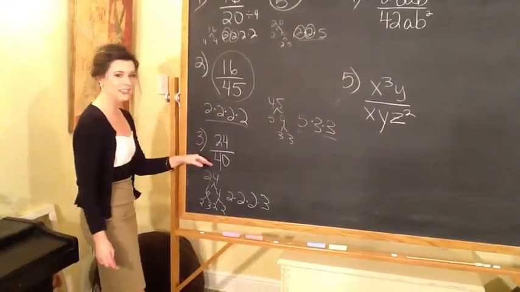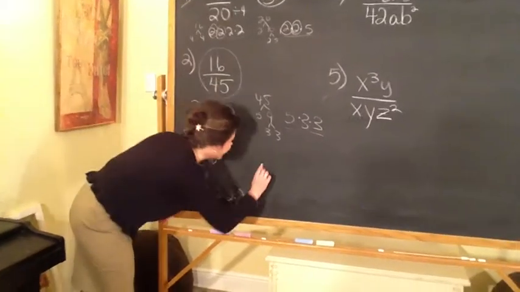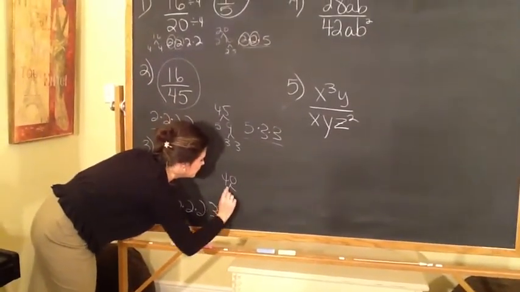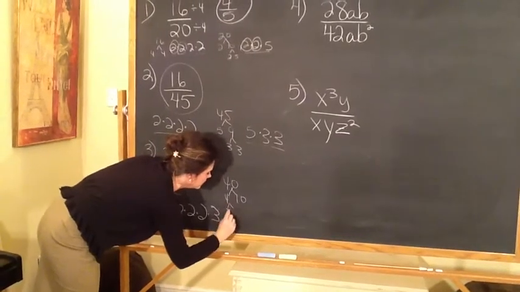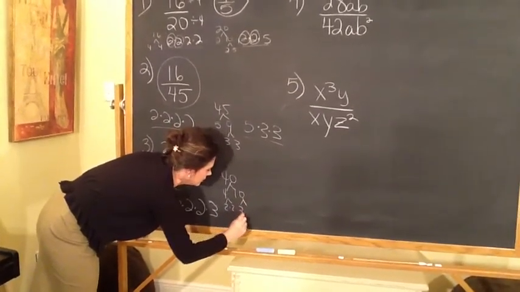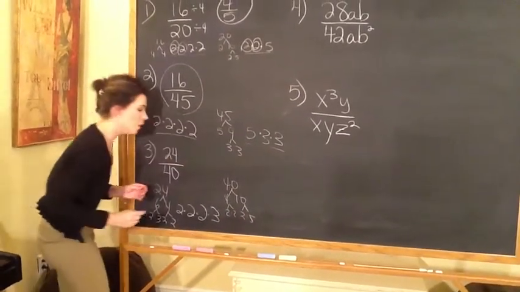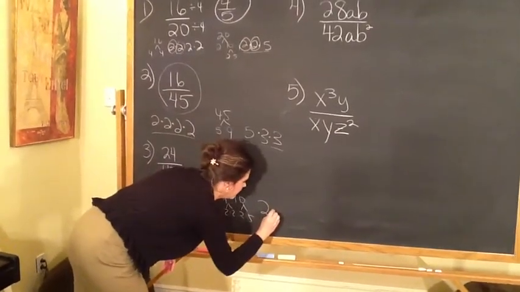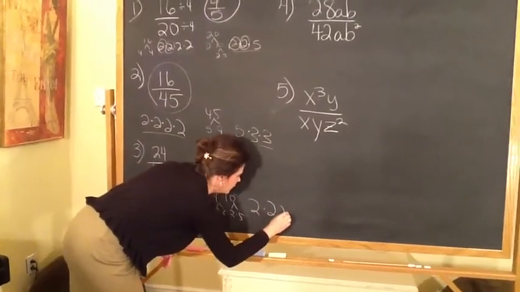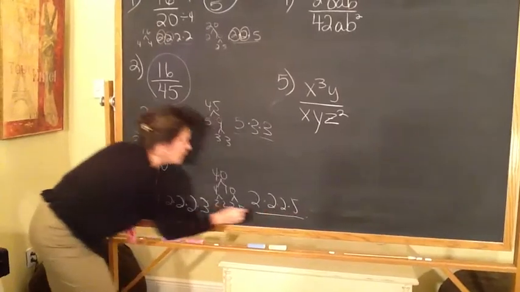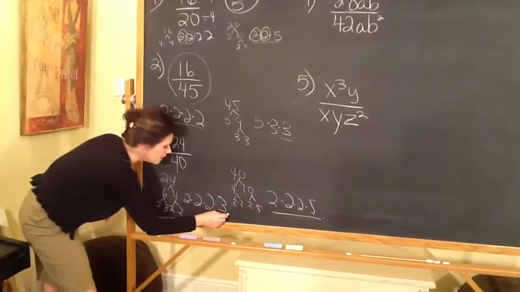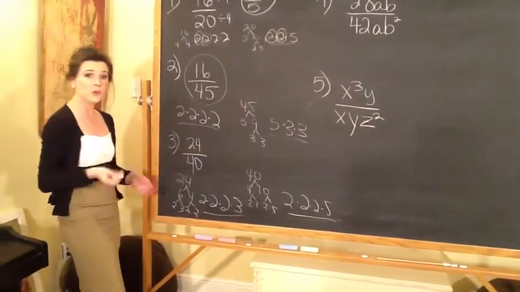Now we're going to break down the number 40. 40 can be broken into 4 times 10, and then 2 times 2, then 2 times 5. So the whole prime factorization is 2 times 2 times 2 times 5. So that's the prime factorization of 40. This is the prime factorization of 24.